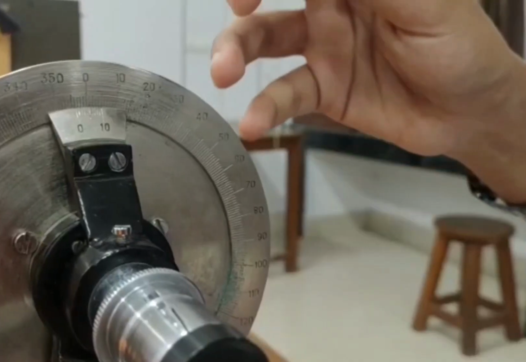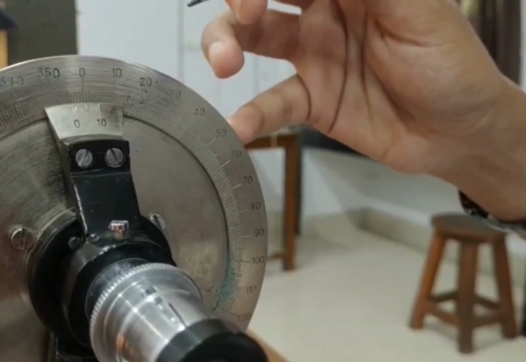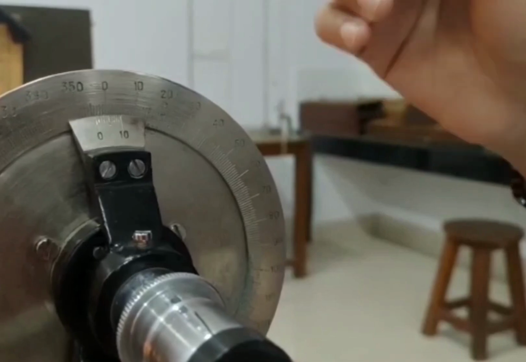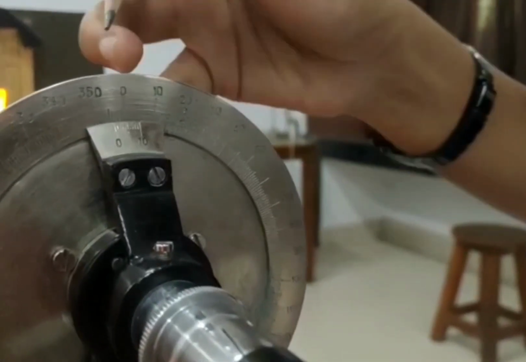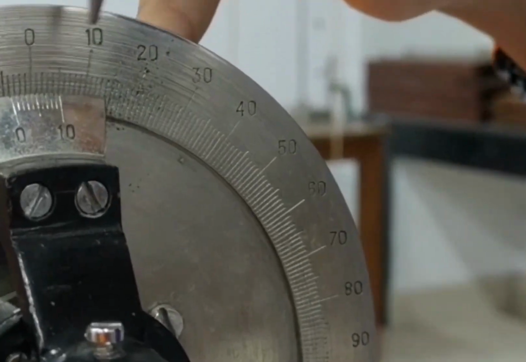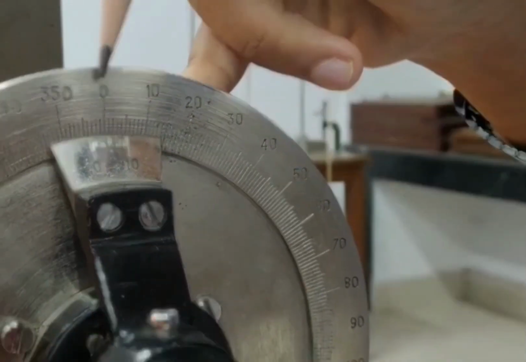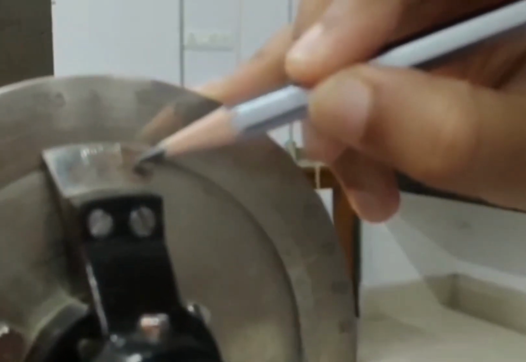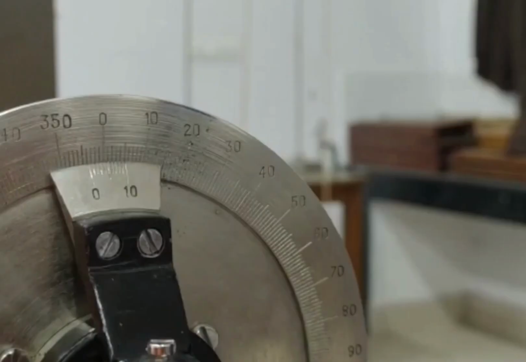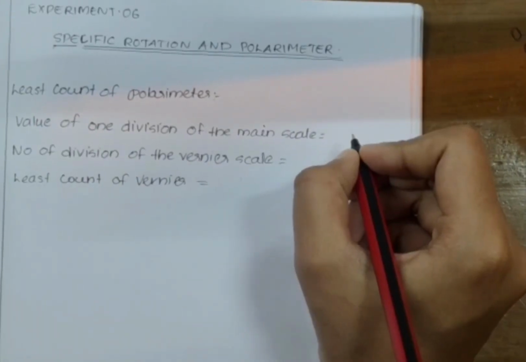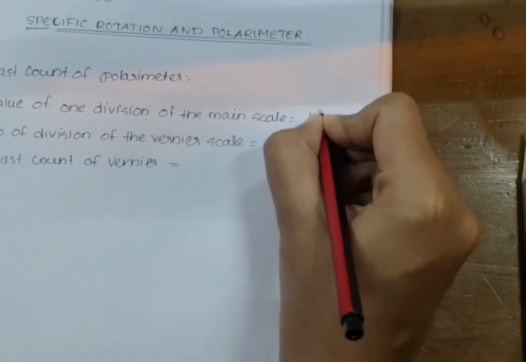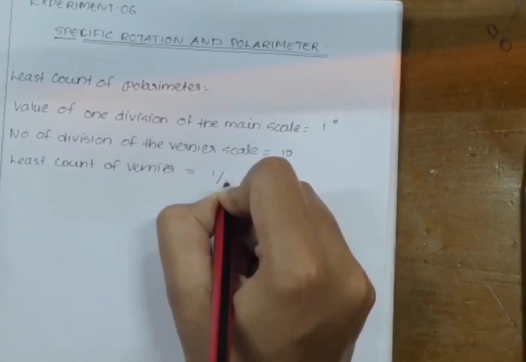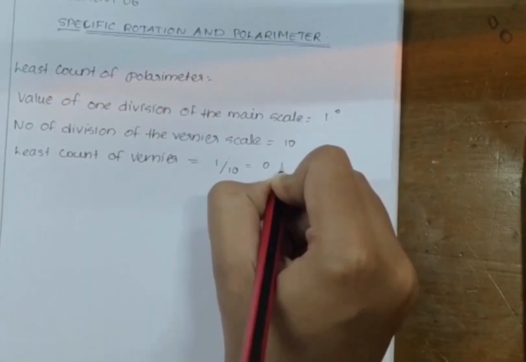First of all, we are going to find the least count of the polarimeter. As we know, the least count equals 1 main scale division divided by the total number of vernier scale divisions. As we can see here, this is the main scale division and this is the vernier scale division. Here 1 MSD is 1 degree and the number of VSD is 10. So the least count will be 1 by 10, which is equal to 0.1 degree.